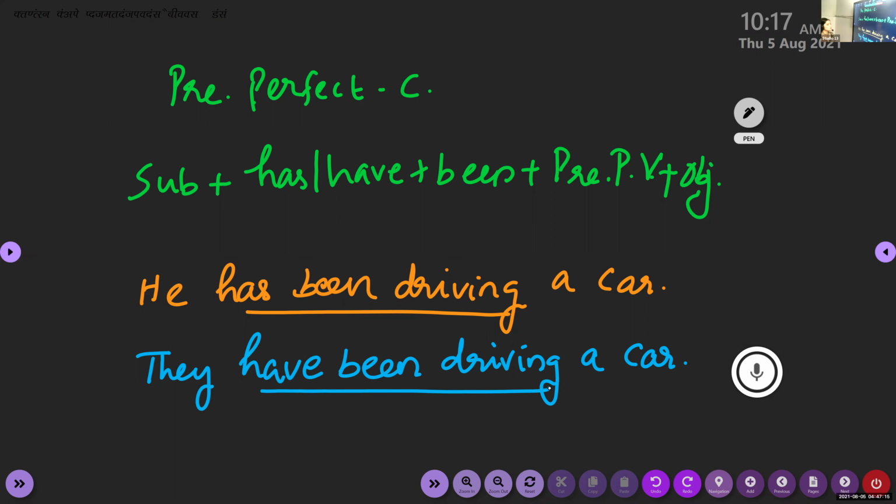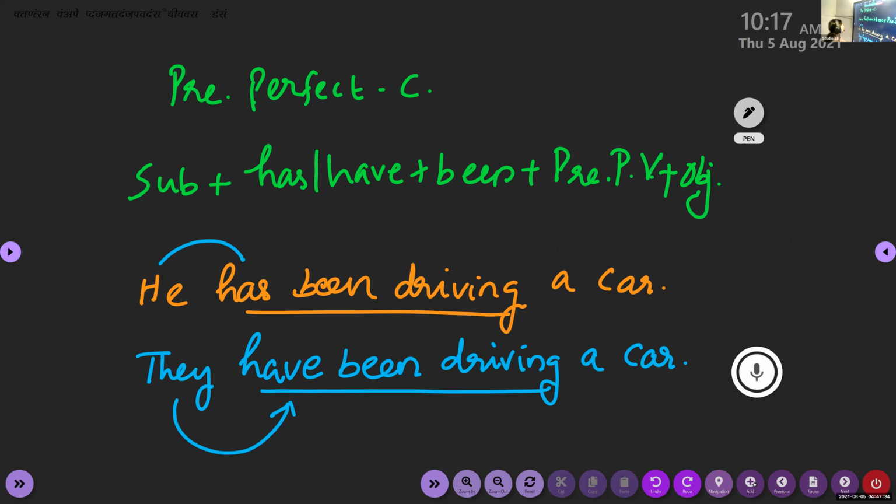Have been driving is a complete verb which shows the tense form, and it is limited by the subject. Because of he, we have used has here. Because of they, we have used have here. Clear? So it is limited in person and in number. Now let us talk about simple past.